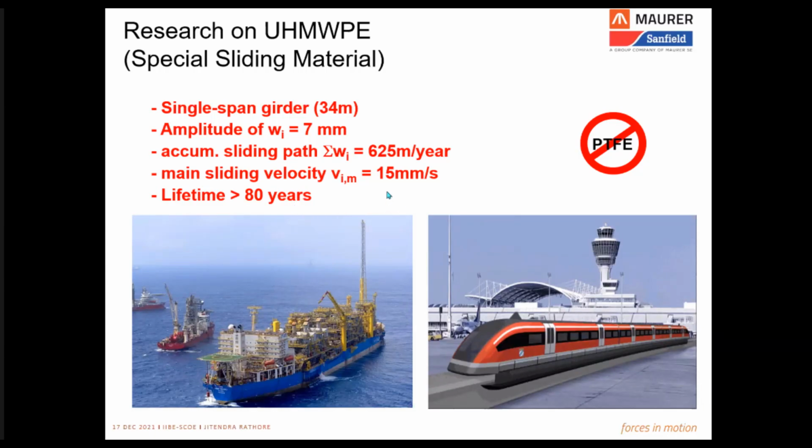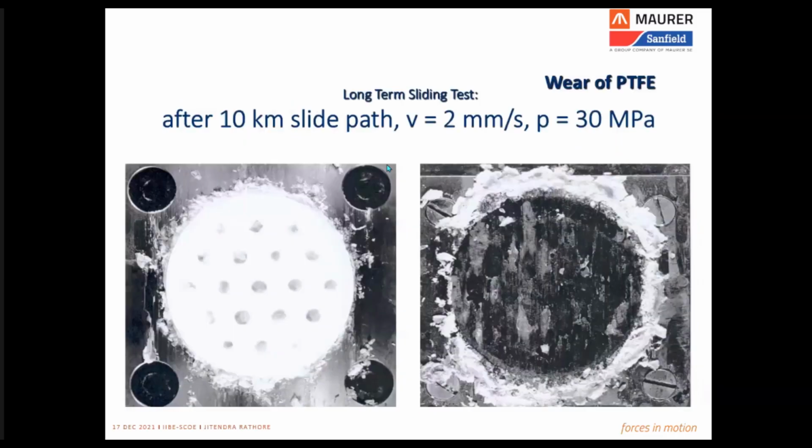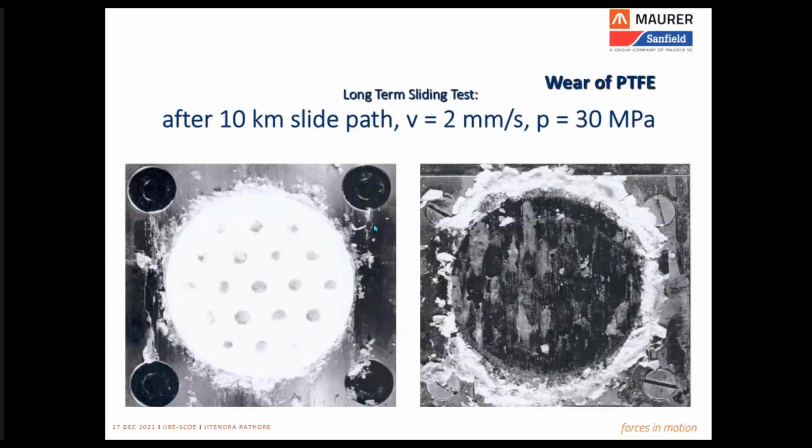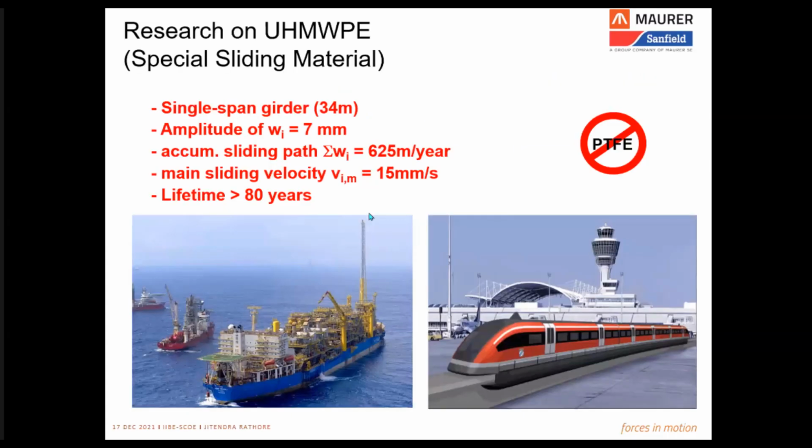Now, if we do simple math, if they demand more than half a kilometer of movement every year from the bearing sliding surface, and they want the bearing system to last 80 years without maintenance, that means the sliding material must have a sliding capacity of more than 50 kilometers. And you see the PTFE gave up in just 10 kilometers with a very slow velocity. And the velocity at which they wanted the movement to take place was 15 millimeter per second, about 7 or 8 times this velocity. So it was a very high demand.